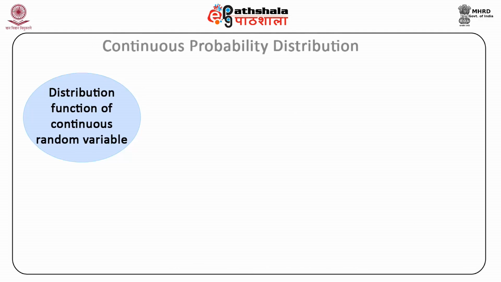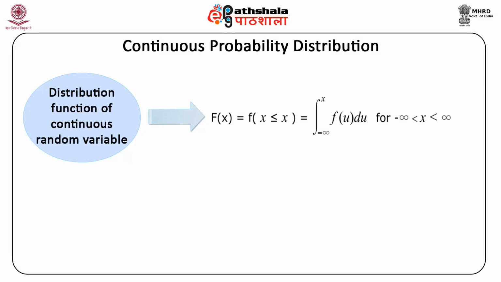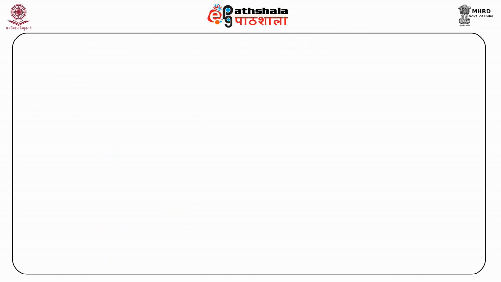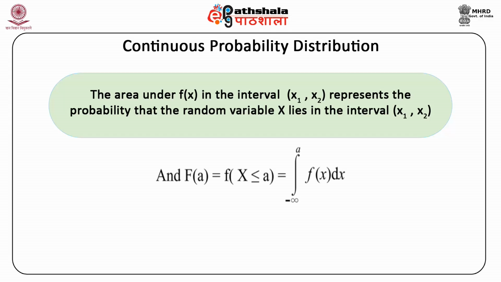The distribution function of a continuous random variable is related to a continuous probability density, given by capital F of x is equal to P of X less than or equal to x, which is equal to the integral from minus infinity to x of f(u) du for minus infinity less than x less than infinity. So f(x), when it exists, is simply the derivative of the distribution function, f(x) is equal to F dash x. Thus it is evident that f(x) is equal to dF(x) upon dx. So the area under f(x) in the interval x1 to x2 represents the probability that the random variable X lies in the interval x1 to x2 as shown, and F of a is equal to P of X less than or equal to a, which is equal to the integral from minus infinity to a of f(x) dx.